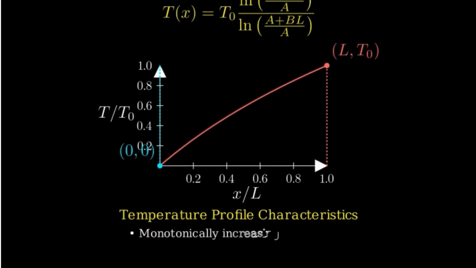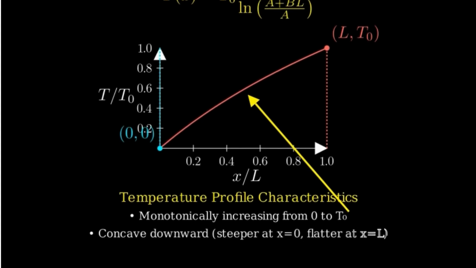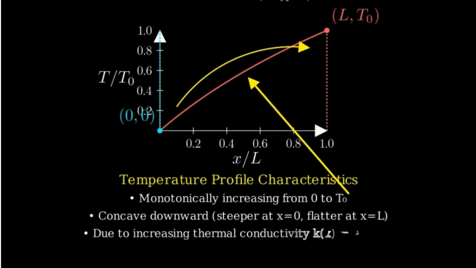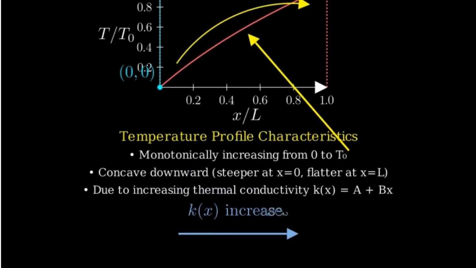First, the temperature increases monotonically from 0 at x equals 0 to T subscript 0 at x equals L, which aligns with our boundary conditions. Second, the curve is concave downward. This means the temperature rises quickly near the x equals 0 boundary, and then the rate of increase decreases as we move toward x equals L. This shape is a direct consequence of the increasing thermal conductivity.